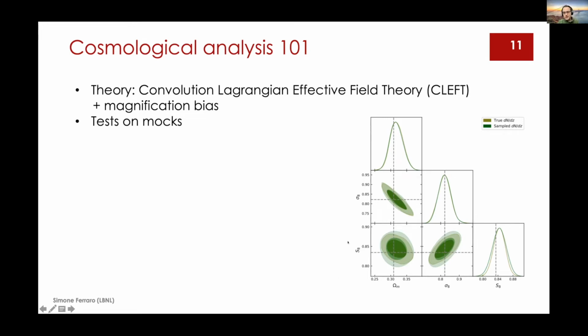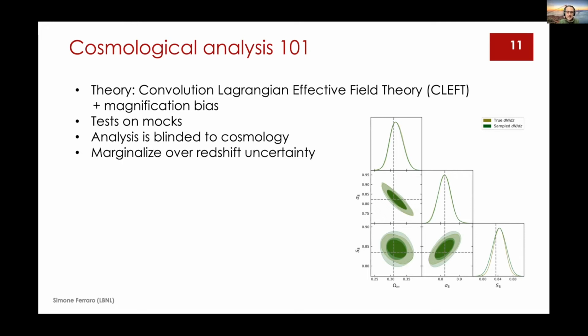For example, the figure on the right shows, for one of the samples, the green sample, recovering the input cosmology on the mocks. As I said, the analysis at this stage was blinded to cosmology, and only when we were happy that for all the samples on the mocks we could reproduce the cosmology, and we fixed all of the analysis choices, did we go ahead and unblind.